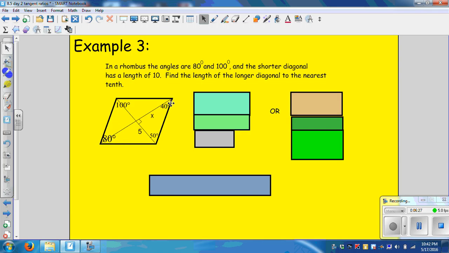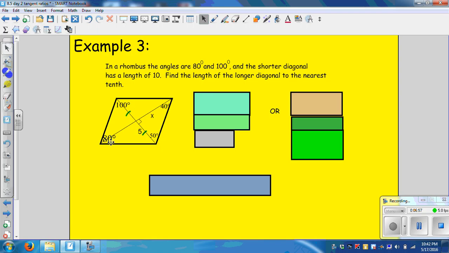Additionally, you'll notice that you have two diagonals. The longer one goes through the acute angle that's 80. The shorter one goes through the 100-degree angle. Notice your diagonals also meet at right angles, so you have right triangles built into the rhombus. The shorter diagonal has a length of 10. Well, as we all know from prior sections, the diagonals of a rhombus bisect each other. So that means these two values are both 5s.